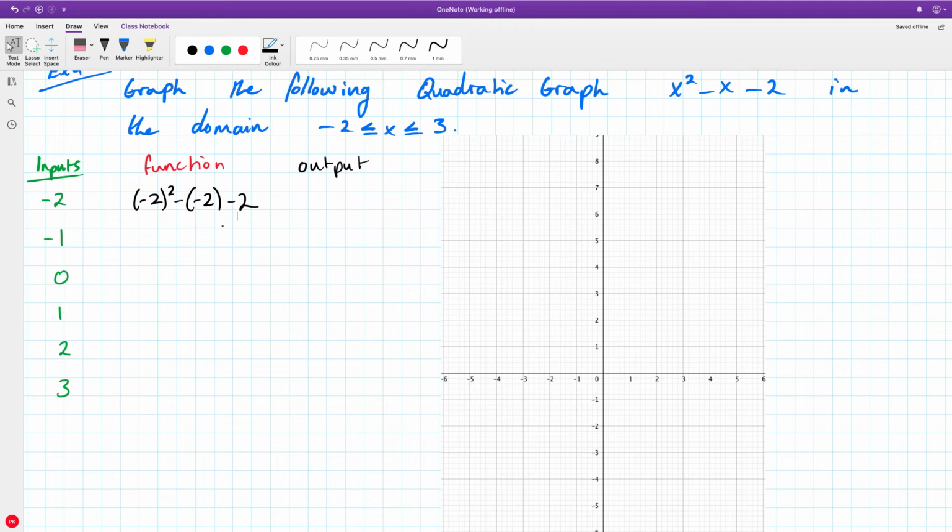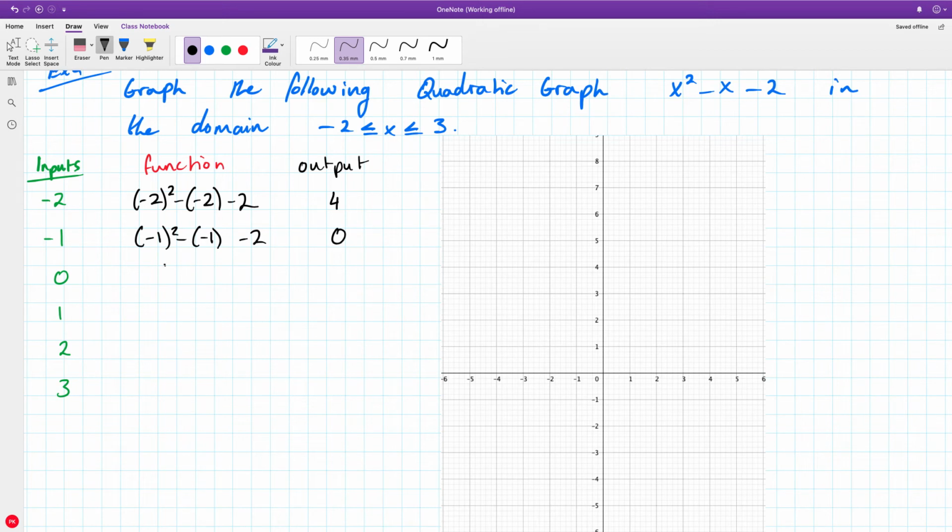Is that okay? So you literally put that into your calculator. Bracket minus 2 to be squared, minus bracket minus 2, minus 2, and we're getting out 4. Is that okay? The next one is minus 1. So it's minus 1 to be squared, minus minus 1, minus 2. And we're getting out 0.